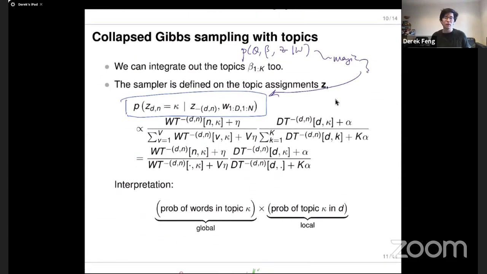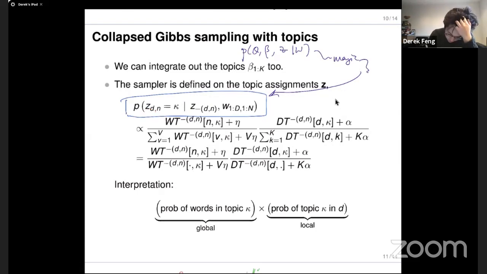Okay, so what I'm saying is, I want to describe the distribution of ZDN, right? And this distribution is given by this big formula here. Okay, so how does this work? Basically, the way this works is my probability that this particular ZDN.